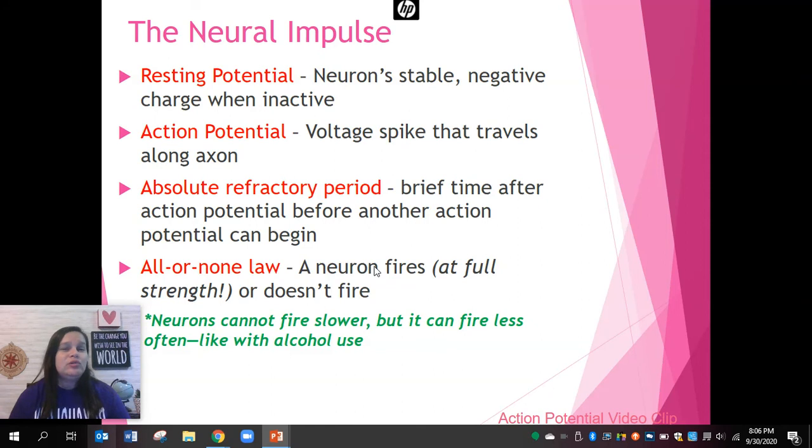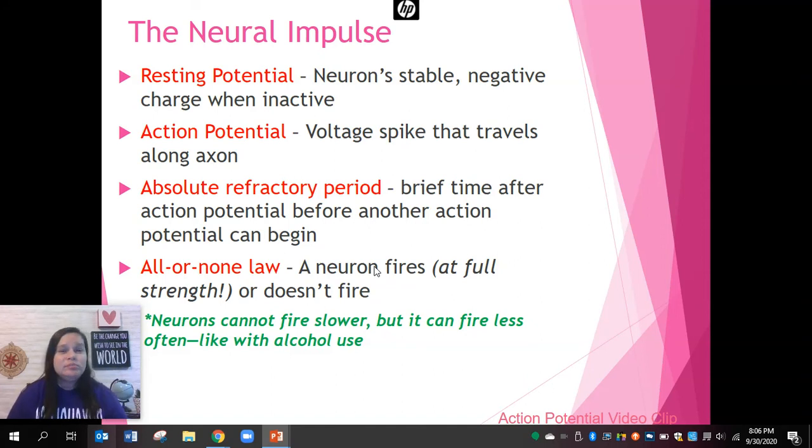Now, I don't go into all the deep detail about sodium ions and sodium channels, but there is a lot more detail to what causes that neural impulse to form. But for this level of psych, we're not going to worry about that. While the neuron is waiting to receive a message, it's at its resting potential.